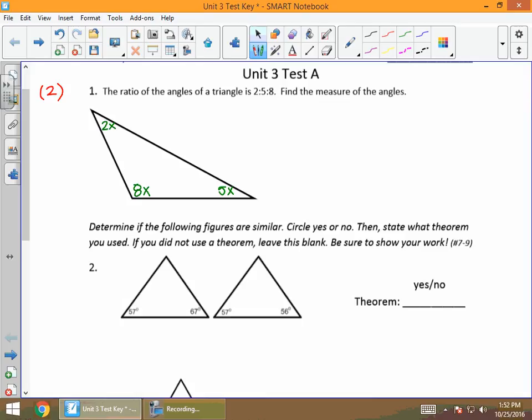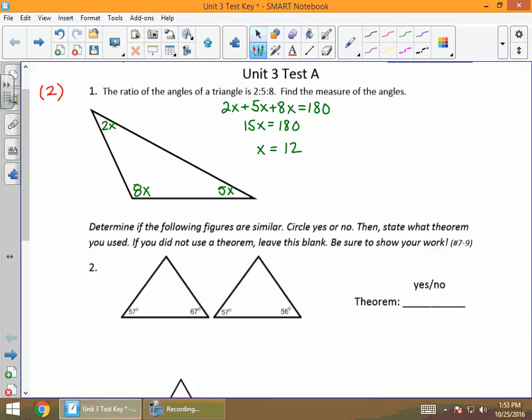And since they're angles, I know that the sum of the interior angles of a triangle has to be 180 degrees. So I will do 2x plus 5x plus 8x has to equal 180 degrees because the sum of the interior angles of a triangle is 180 degrees. Combine my terms, 2 and 8 is 10, and 5 is 15x is equal to 180. And then divide by 15, and you get x to be 12. If I solve this, I gave you one of the 2 points right here.